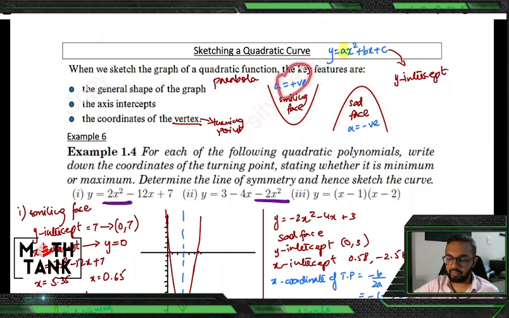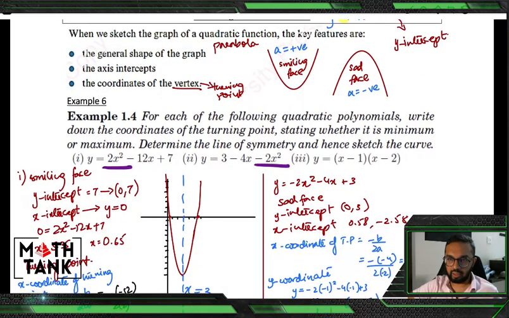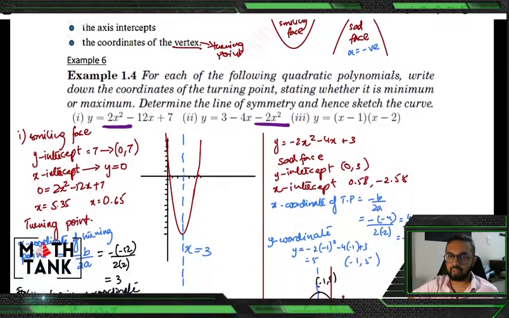If a is positive, it's a smiling face. If a is negative, it's a sad face. Then intercepts are easy. When you want to calculate the x-intercept, you put y equals 0. When you want to calculate the y-intercept, you put x equals 0, although the y-intercept appears here as well. You can do that and verify that you've gotten the correct answer.